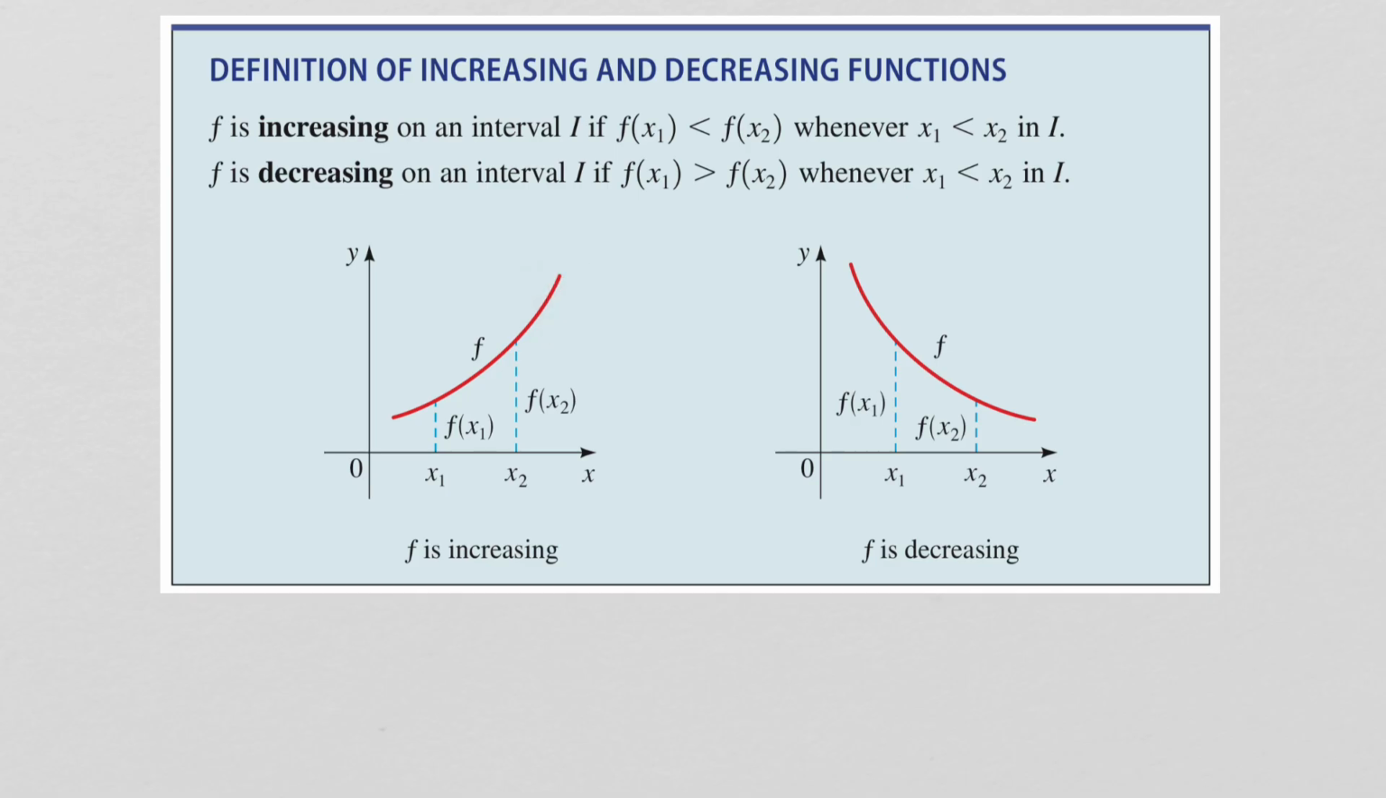Now mathematically, the way we describe that is we say if x1 is less than x2, then f of x1 is less than f of x2. In other words, it's getting higher. Decreasing has the opposite meaning. So decreasing means the graph is going down. And that would mean that anytime x1 is less than x2, f of x1 is going to be greater than f of x2. That's what it means for it to be going down.